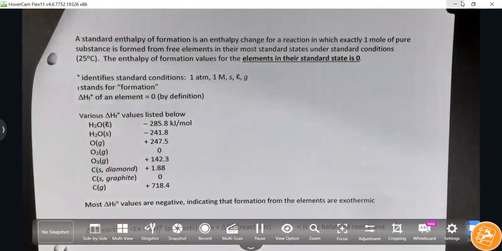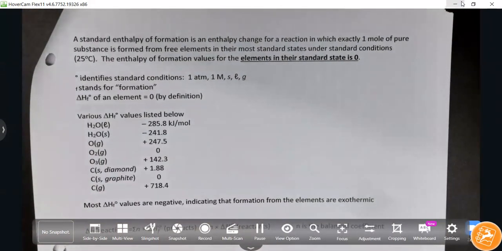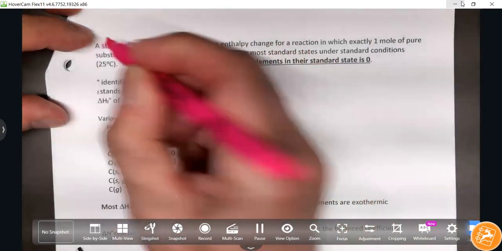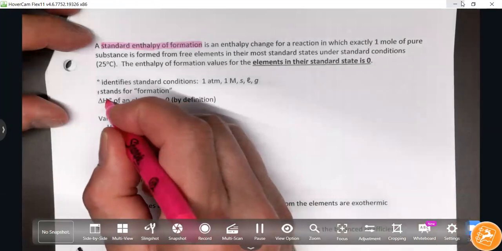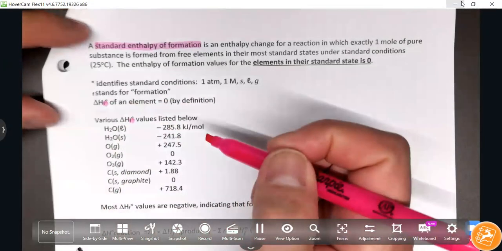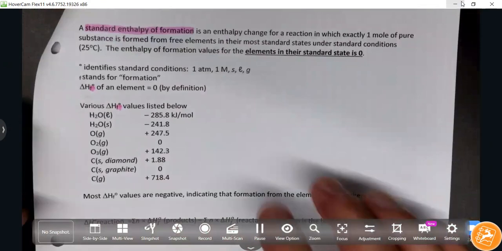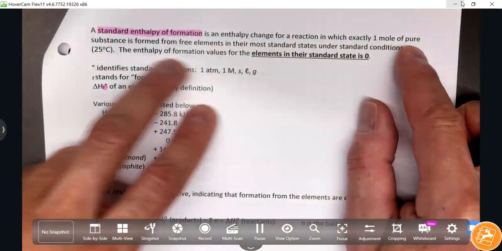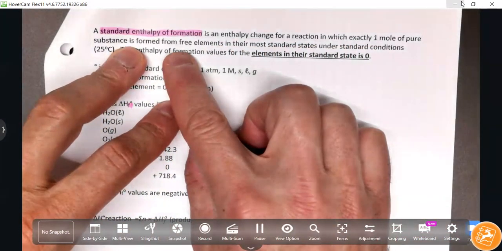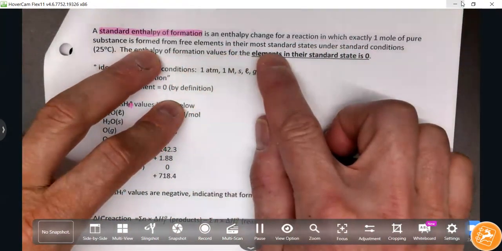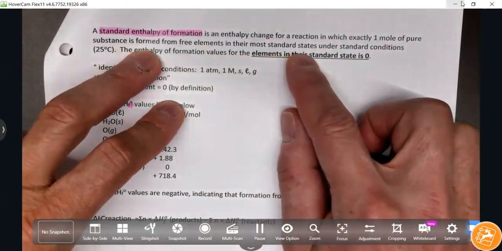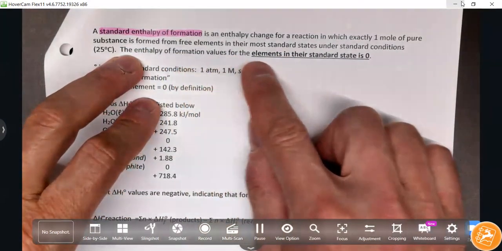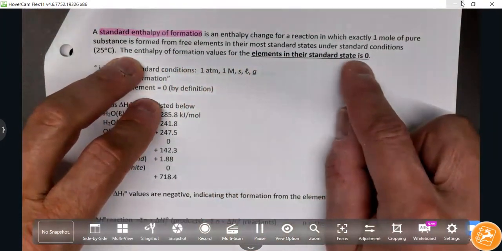So the enthalpy of formation, you'll see a little f for that. And right here is the symbol for it. This is the enthalpy change for a reaction in which exactly 1 mole of pure substance is formed from free elements in their most standard states. Under standard conditions, 25 degrees Celsius, the enthalpy of formation values for the elements in their standard state is 0.